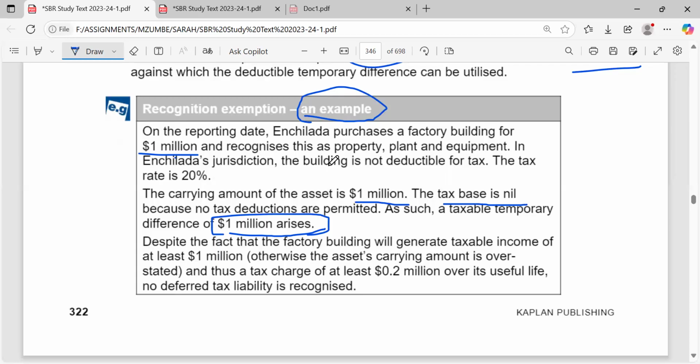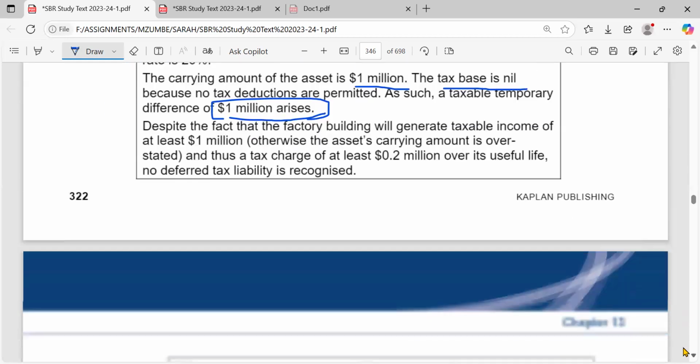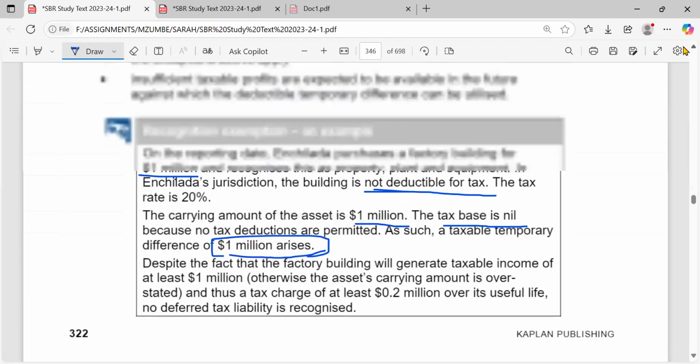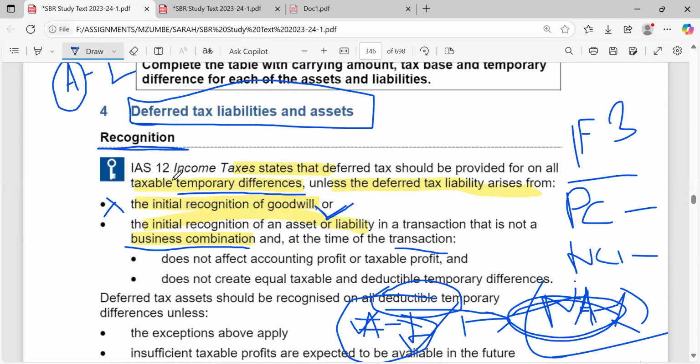Because you can see, we are told that the building is not deductible for tax, totally not deductible. You see that? So it is not even in that category. If it's not deductible, it means that is a permanent difference. You can say, okay, this one looks like it should be a temporary difference, but it's not deductible here, right? You cannot take that. So since it is not deductible, simply speaking, you cannot do anything from that point onwards, right? That's why you should always follow these principles here, right?